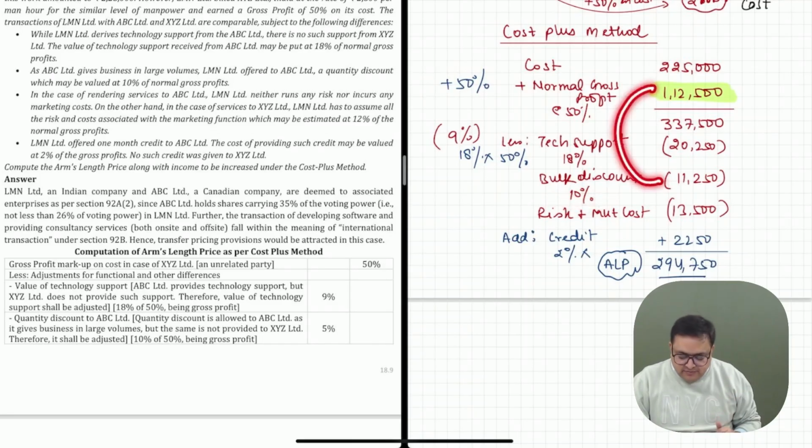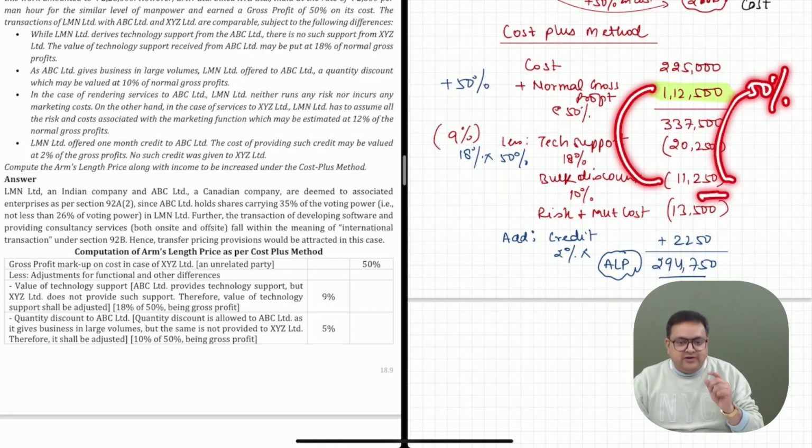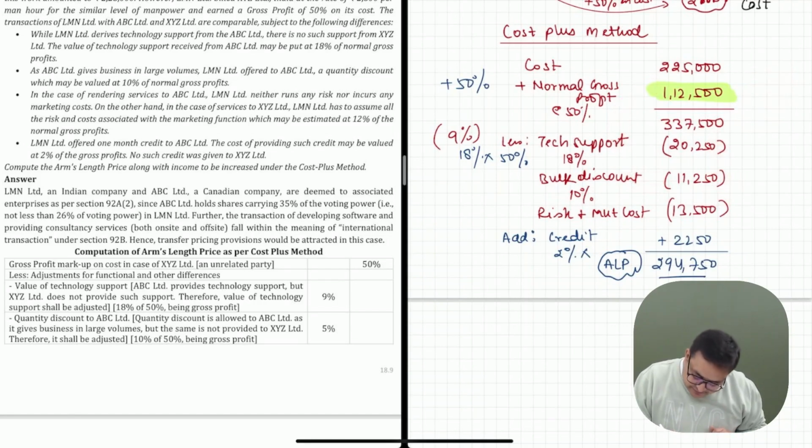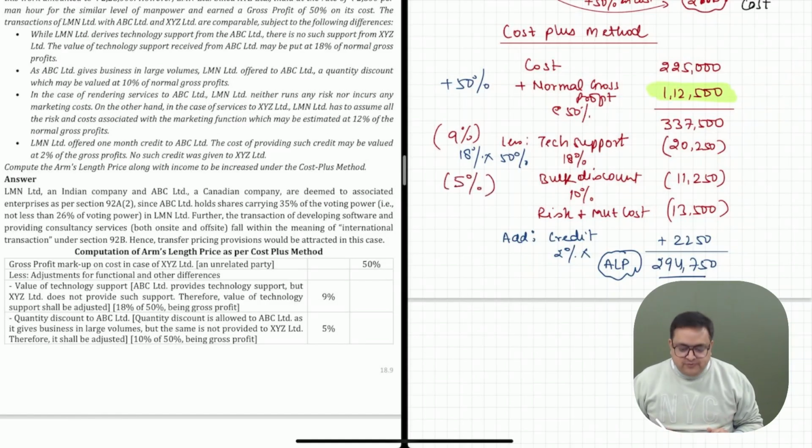Similarly here, there is a bulk discount of 10% of profit. And please tell me how much is my profit? 50% in percentage term. So 10% of this 50% becomes 5%. So what I'll do, I'll subtract 5% from here of the bulk discount.